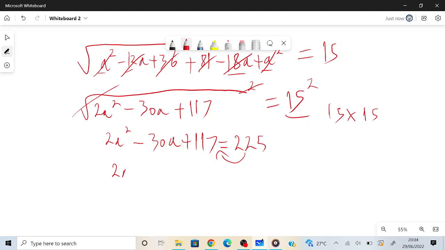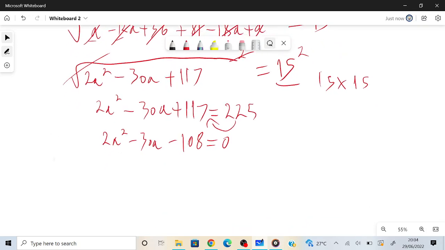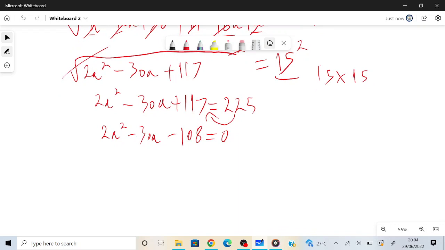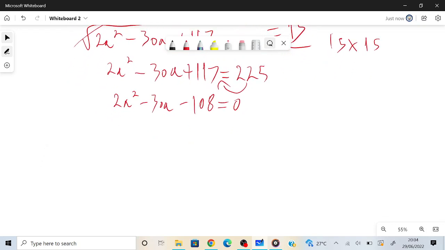So now let's take this 225 to the other side. We will now have 2a squared minus 30a plus 117 minus 225, and 117 minus 225 is minus 108, equals 0. Now this is a quadratic equation we have here. If you do not know how to solve quadratic equations, you can look at my previous video on how to solve quadratic equations using both the formula method and the factorization method. So I'm just going to quickly do it.